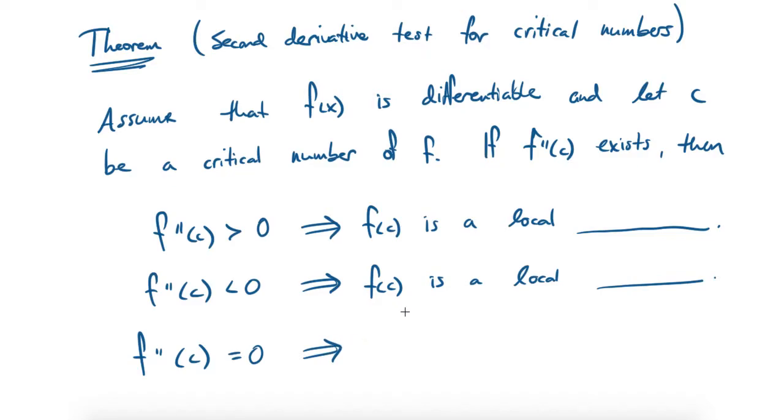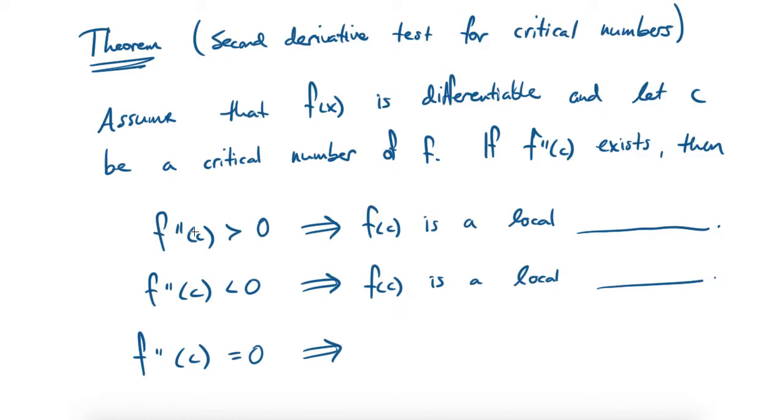So just a reminder, a critical number is something that makes the first derivative 0 or undefined. And the first derivative test is something that tells you whether critical numbers go with maxes or mins. So the second derivative test is also something that tells you whether critical numbers go with maxes or mins, but you're just using the second derivative to get that information. And in the first derivative test, you use the first derivative to get that information.